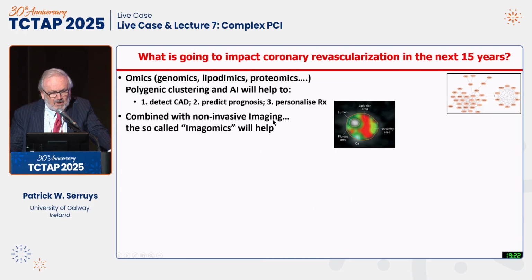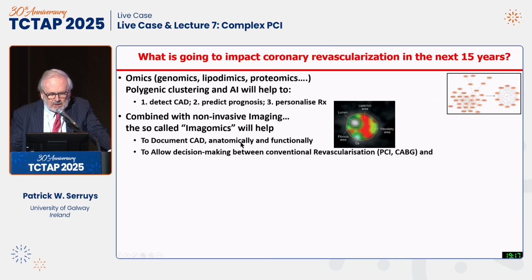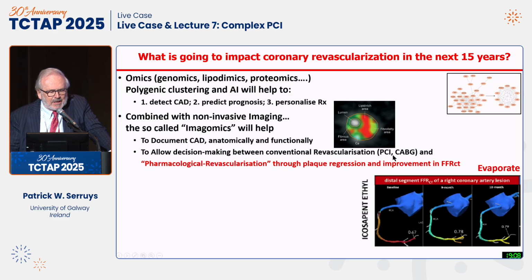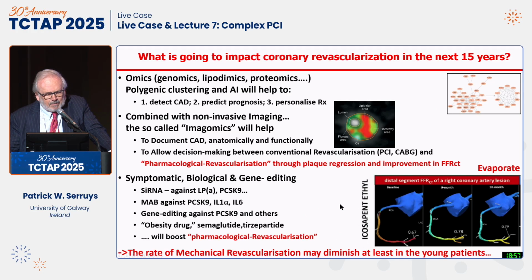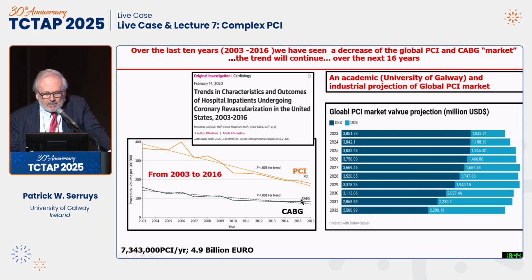Combined with non-invasive imaging, the so-called imagomics will help to document CAD anatomically and functionally to allow decision-making between conventional revascularization, PCI and CABG, and pharmacological revascularization through plaque regression and improvement in FFRCT, like in EVAPORATE with icosapent ethyl. And of course, symptomatic biological and gene editing will help us to boost pharmacological revascularization, and the rate of mechanical revascularization may diminish, at least in the young patient.